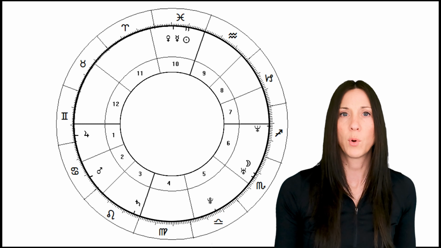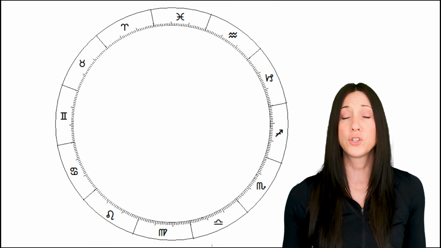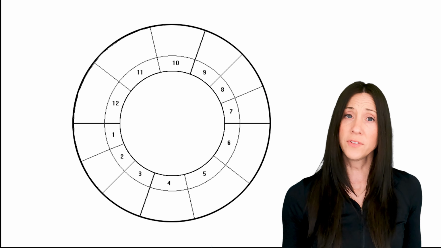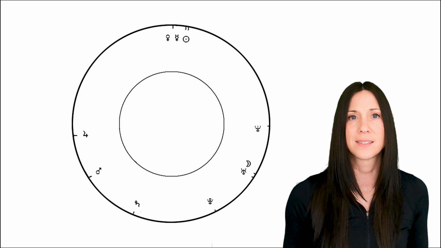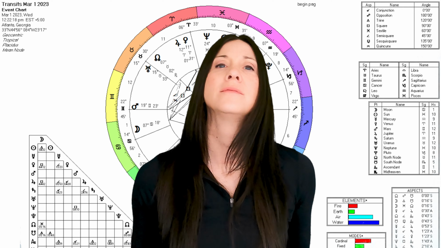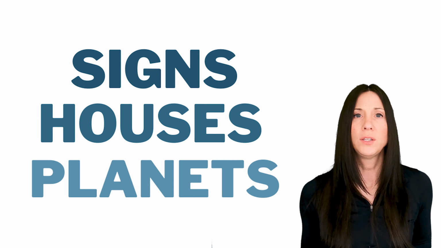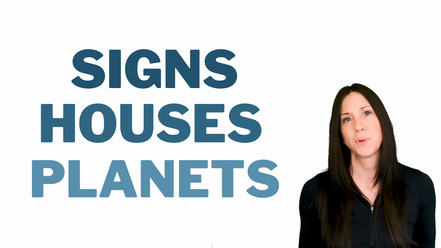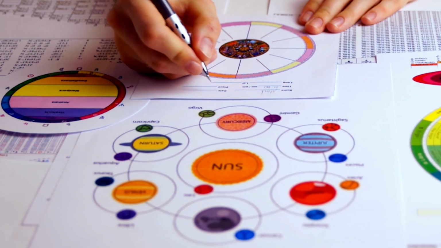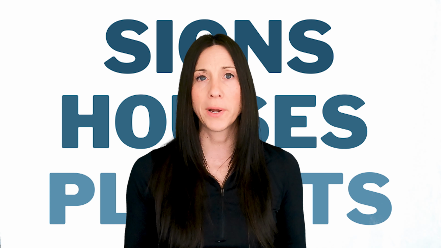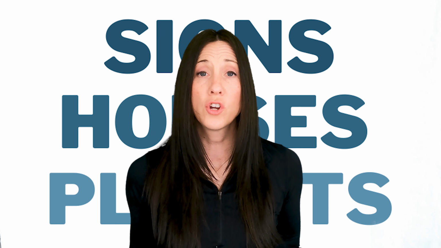So these are the basic components of a natal chart. This ring shows the signs of the zodiac. These are the houses, and these are the planets. Are there more things to add to this? Of course there are. But most of what you will need to know as a beginner are these three things. These three parts all work and interact together. And now let's break down each of these three components, starting with the signs.